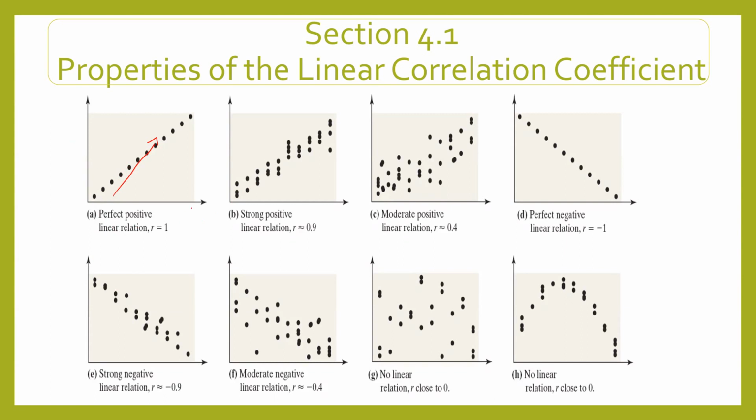Increasing, increasing. X is increasing, Y is increasing. That's what we mean by positive linear relation. And so if you scatter like this, we say it is strongly positive linear relation. And you can see that the R is very close to 1. And more scattered means moderate, R close to 0.4, for example. And the other one is -1 for negative linear relation, close to -1, also strongly negative, moderate.